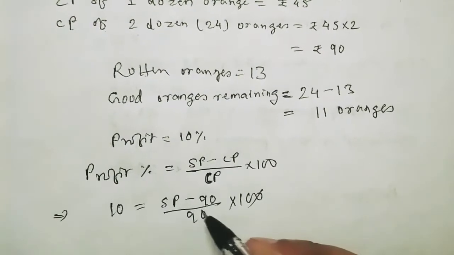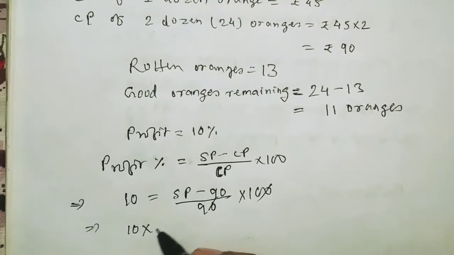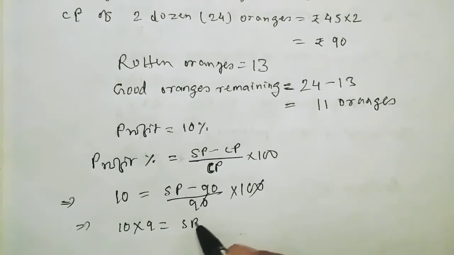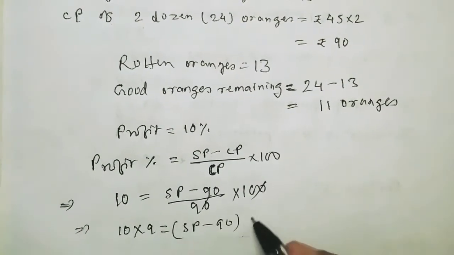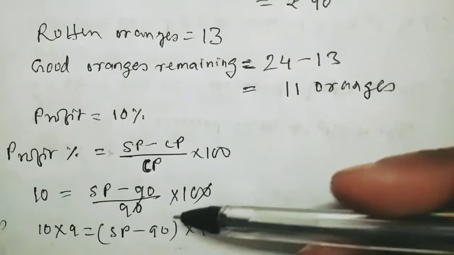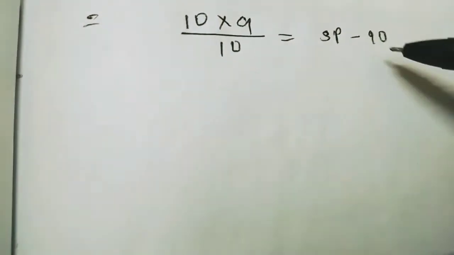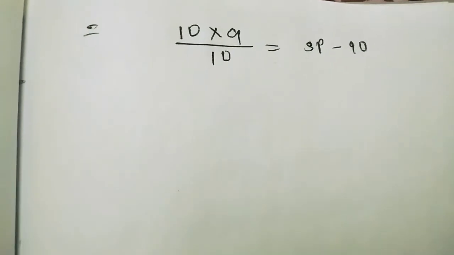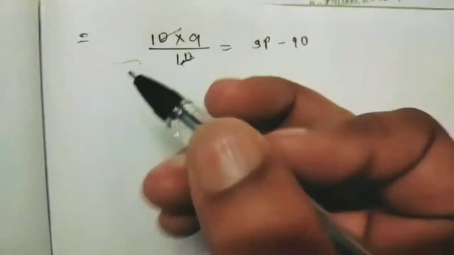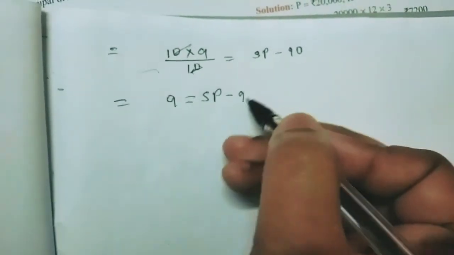Then this 0 and this 0 cancel out, then we will cross multiply. So 10 into 9 into (SP minus 90) equals 90 into 10. Now here you can see this 10 into 9, this is divided by 10, because 10 will go down here, then SP minus 90, then this 10 and 10 will cancel out. Then what is remaining here? You can see remaining 9 equals SP minus 90.